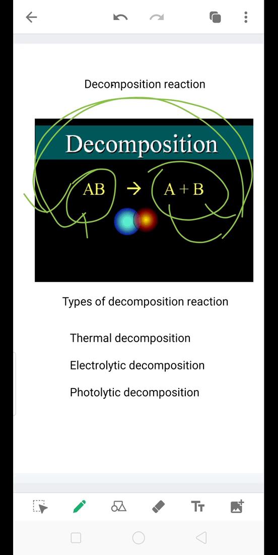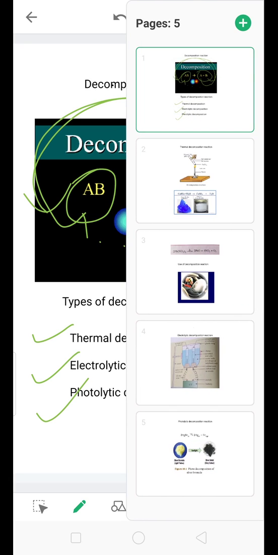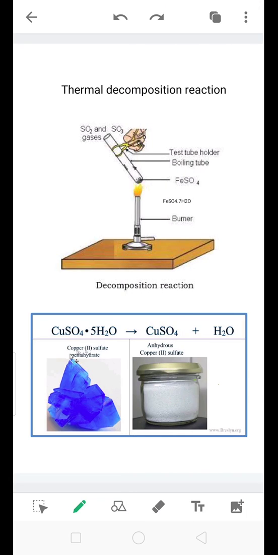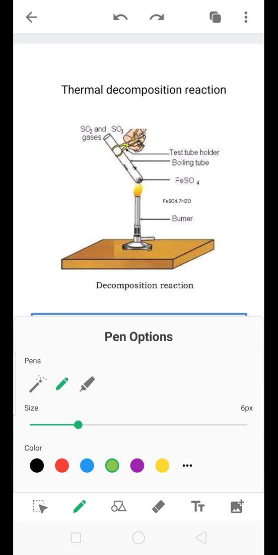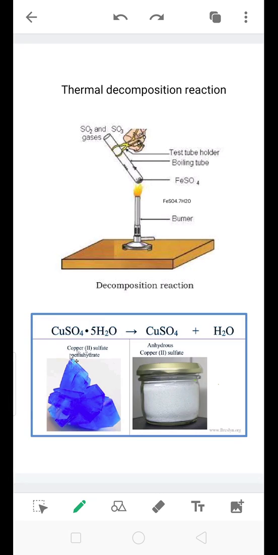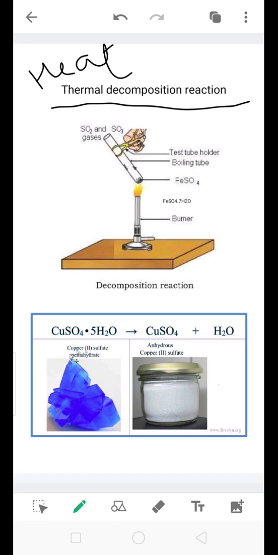Decomposition reaction may be carried out by applying heat, light or electricity. So decomposition reactions are of three types: thermal decomposition, electrolytic decomposition and photolytic decomposition. First is thermal decomposition reaction. As is clear by its name, thermal means heat. It is carried out in the presence of heat. That's why this is known as thermal decomposition reaction.